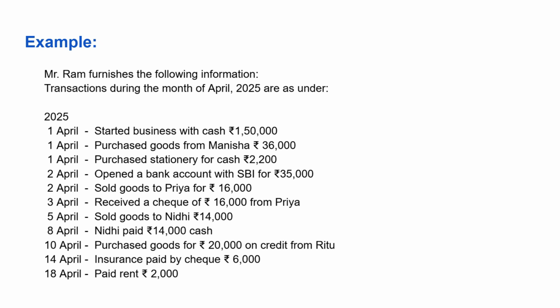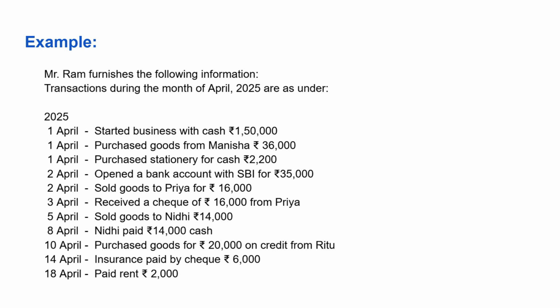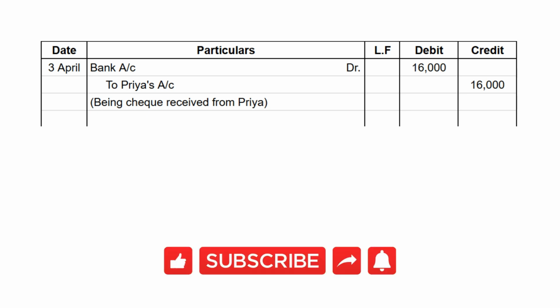It is received by check, so bank account, and Priya is the giver, so it is bank account and Priya's account. So bank account is real account, and for bank cash comes in, so debit what comes in. And Priya's account is personal account because Priya is person and Priya is the giver, so it is credit. Let's see how we'll record it. 3rd April, bank account debit 16,000 rupees on the debit side, and to Priya's account 16,000 rupees on the credit side, and the narration is being check received from Priya.